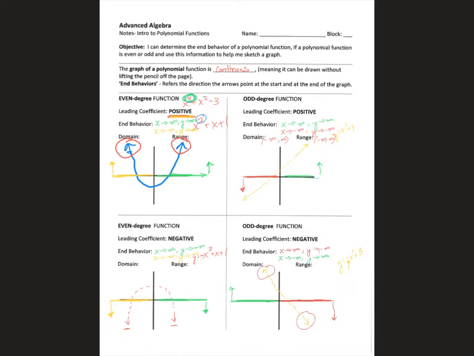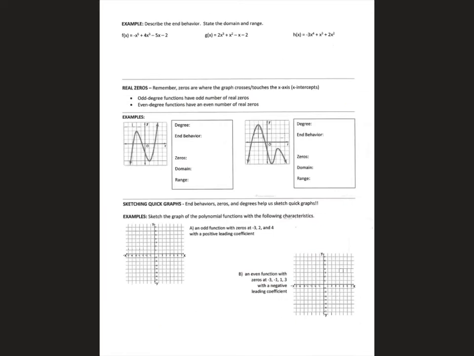And then the domain and range for this, obviously, since this is a continuous function, would be negative infinity to infinity for the domain and negative infinity to infinity for the range. All right, so let's look at some examples here.